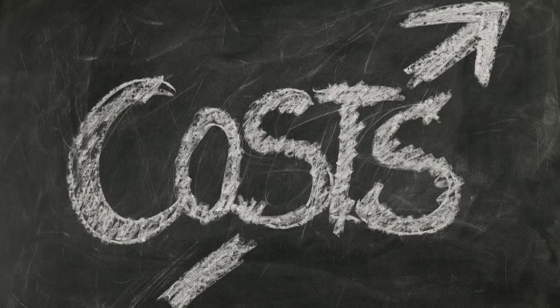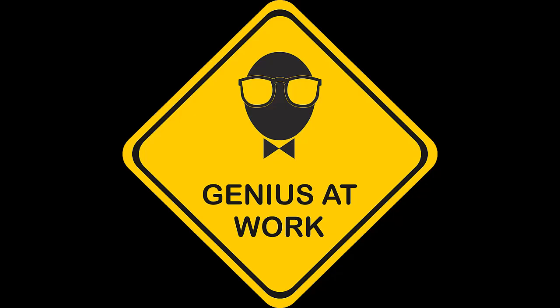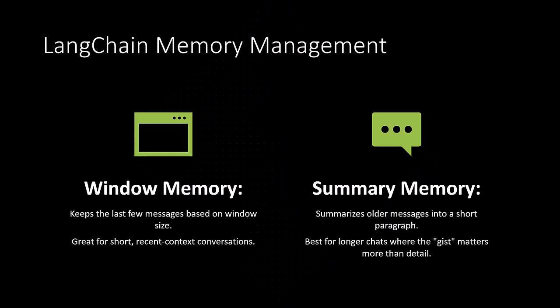The next factor is cost and speed. Longer prompts means more tokens, which means higher API costs. Plus, large inputs slow down the model's response times noticeably. Bottom line, we need a smarter way to manage conversations history. LangChain gives us tools to simulate memory by managing context behind the scenes.